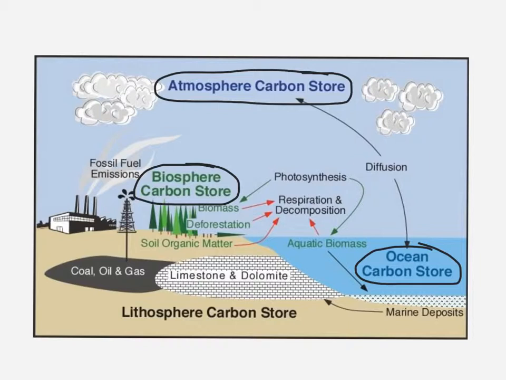There's also aquatic biomass, right? So part of the ocean carbon store can also be considered to have some aquatic organisms like phytoplankton, which take a lot of carbon dioxide from the atmosphere and convert it into sugars and food to support the ocean food web. And then our fourth carbon store is the lithosphere, the land.